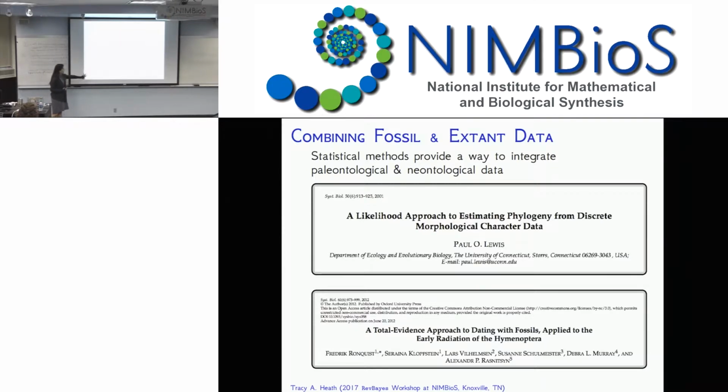The second approach is this paper by Fred Ronquist, Sorina Klomfsting, and their colleagues, where they described a really comprehensive approach to jointly estimating the tree topology and divergence times of both fossil and molecular data in a sort of integrative Bayesian framework that uses this model for the discrete morphological characters. So these are two approaches that I think will give us ways to combine the data and reintegrate these two fields of paleontology and neontology.